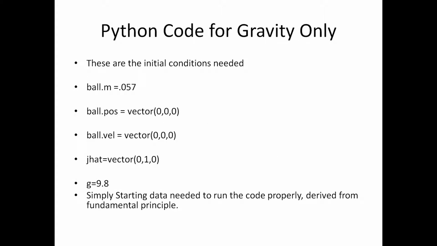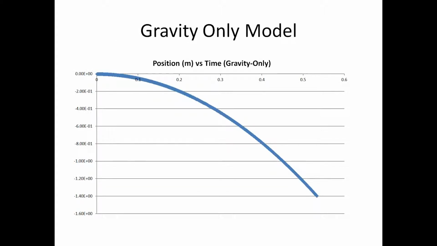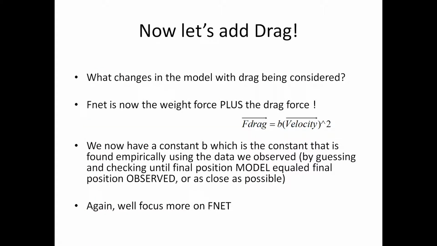So here's our Python code for gravity only. These are simply the initial conditions needed to start the code. Notice that our g constant is 9.8, and the mass of our ball is 0.057 kilograms. F net is only the force of gravity. So, according to the code we've written, it's exactly that. F net is only the force of gravity. Here's our gravity only model, position versus time.